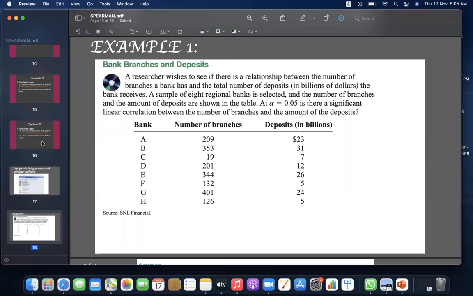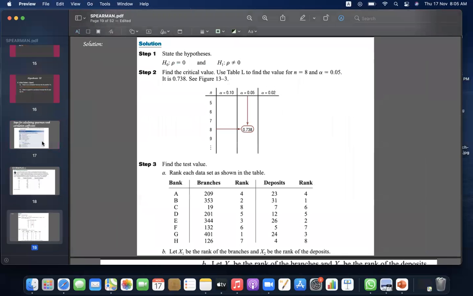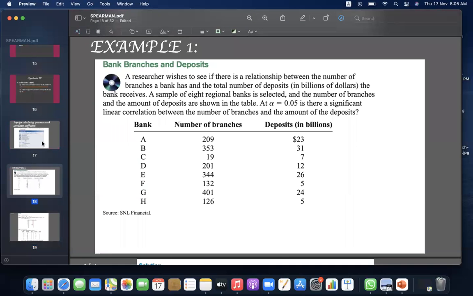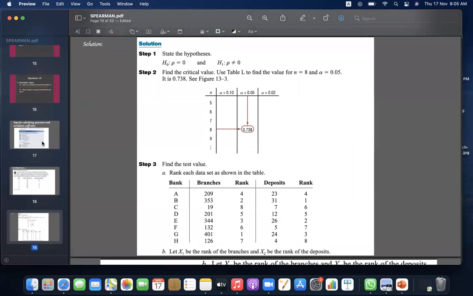So here's the data given: the number of branches and the deposits in billions. The solution would be, first we have to state the hypotheses. Null hypothesis: rho is equal to 0. Alternate hypothesis: rho is not equal to 0. Find the critical value. For n equal to 8 and alpha equal to 0.05, it would be 0.738. Find the test value.